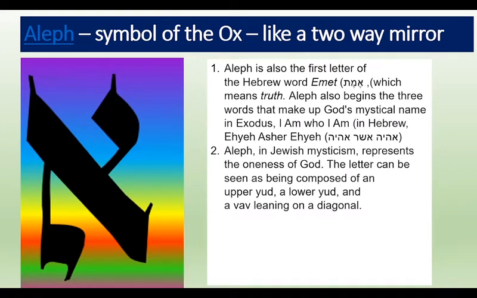The letter can be seen as being composed of an upper Yod. So this is the letter Yod. And a lower Yod, an upside down Yod. So upper wisdom, lower wisdom.